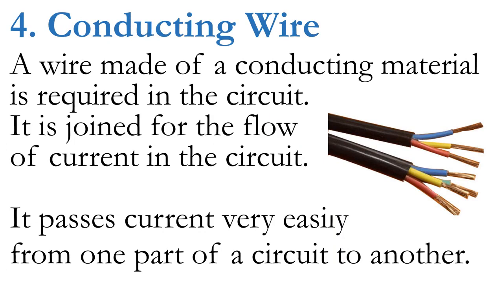The fourth component is conducting wires. A wire made up of a conducting material is required in the circuit. It is joined for the flow of current in the circuit. It passes current very easily from one part of a circuit to another. You all must have seen these electrical wires.